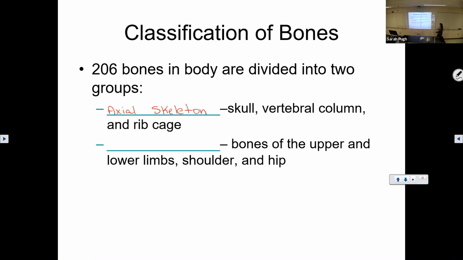The other group is called the appendicular skeleton. This is everything else. So these are the bones that you would find in the limbs and their girdles. A girdle is what holds your limbs onto the axial skeleton. So in this case, it would be the shoulders or the hips. Okay, so the appendicular skeleton is basically arms, shoulders, legs, and hips.